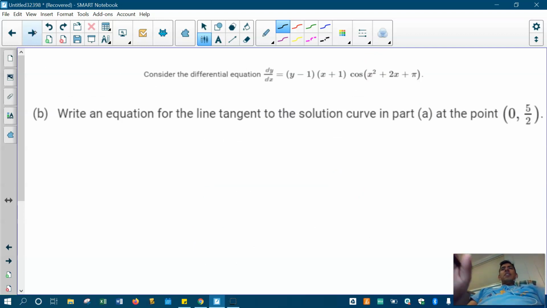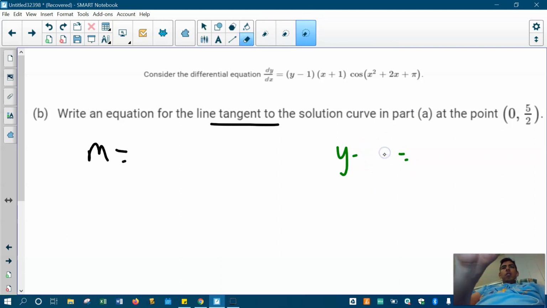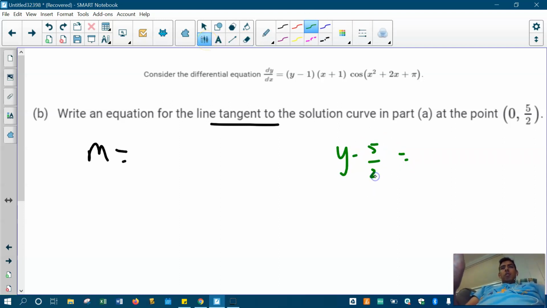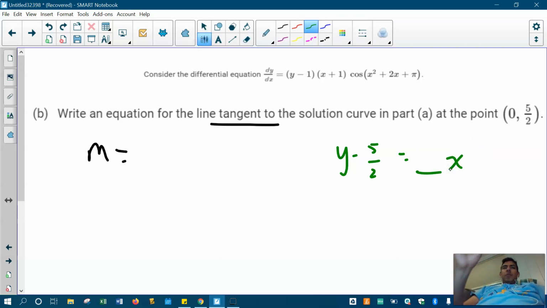Write an equation for the tangent line. I got that covered. Equation of a tangent line: I need a slope and I need a point. And I have a point, 0, 5 over 2. So I can set that part up already for my answer. My answer is going to be y minus 5 over 2. I don't like writing fractions like that. y minus 5 over 2 equals some slope, parentheses, x minus 0, which is just going to be x. So all I really need here is my slope, m, y prime at that point. So let's go and get that value.